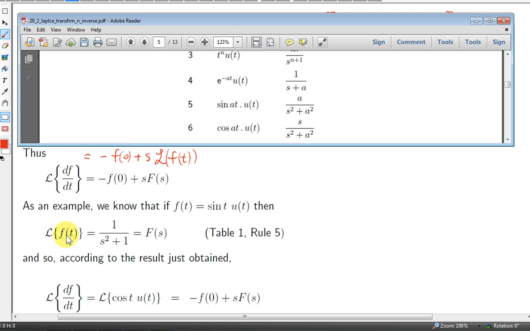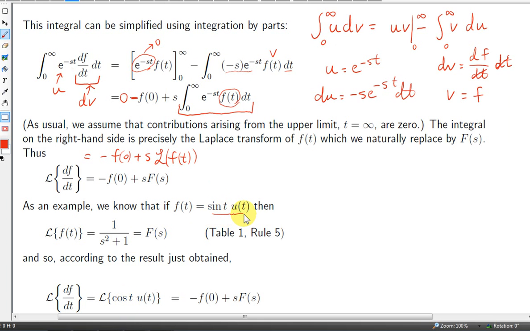Now let's consider the derivative of little f of t. So we have to differentiate sine of t times u of t with respect to t. Well, the derivative of sine of t is cos of t. Actually, the derivative of all of this is cos of t times u of t, because for negative values of t, u of t is 0, and if we differentiate 0 with respect to time, we just get 0, of course.